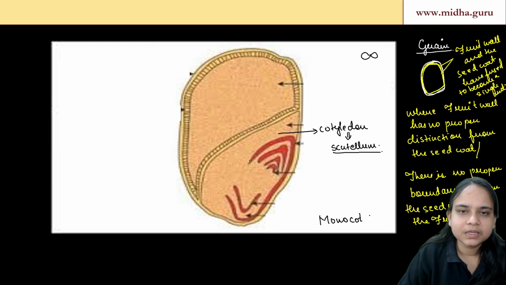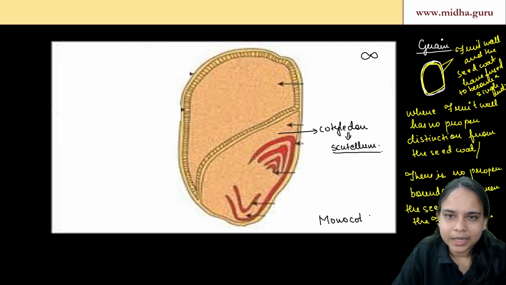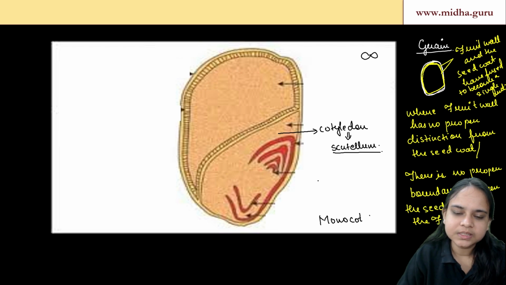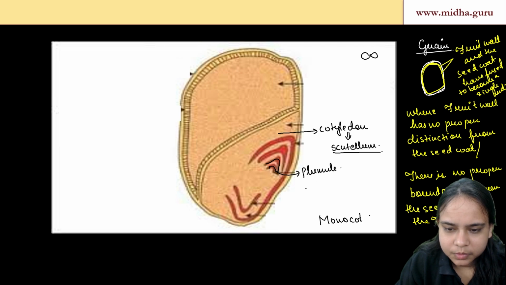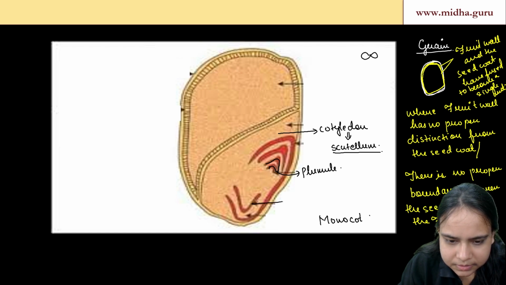Now, just like we had plumule and radicle, we can also observe the same things in the monocot seed. So this part is the plumule, and this part is the radicle, that is the future root.